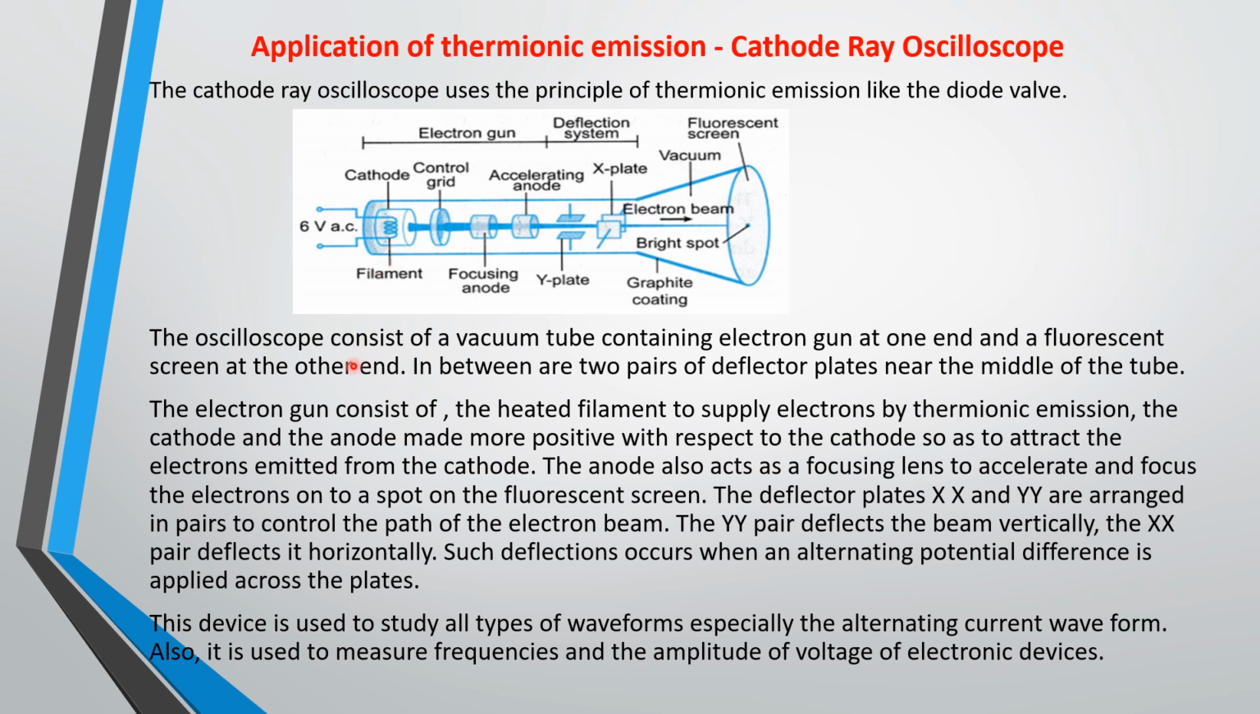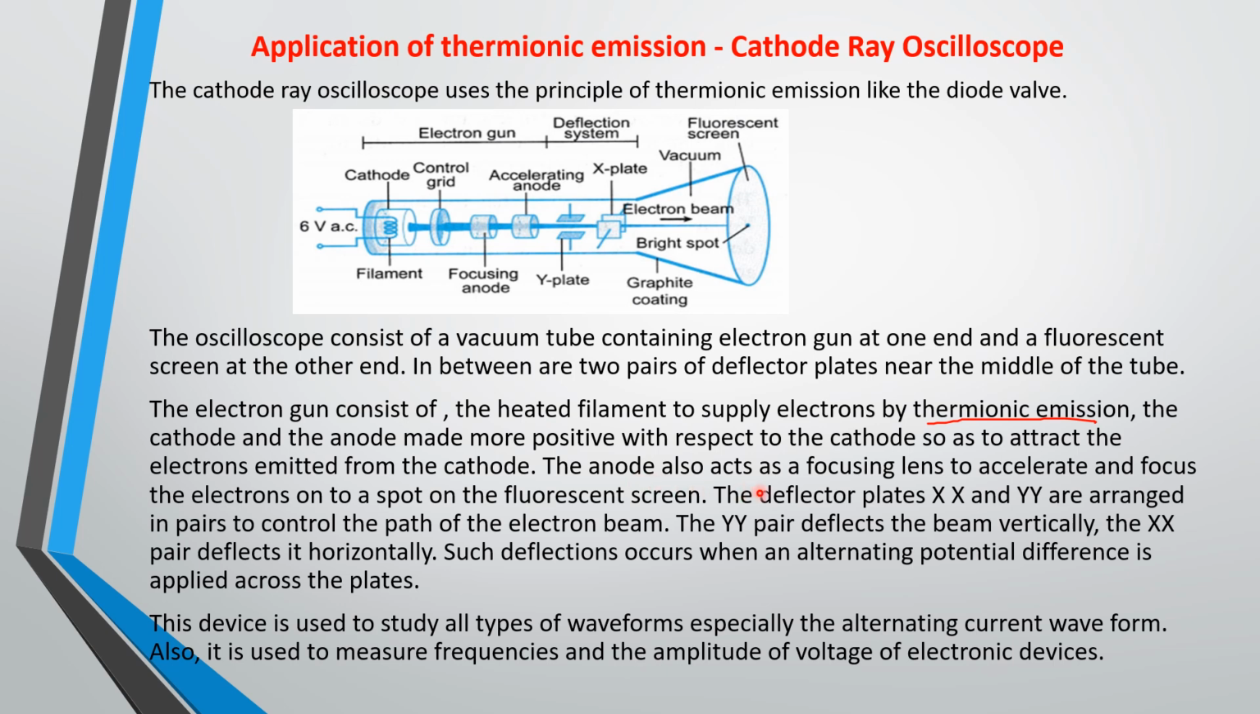The electrons are produced from the cathode. So the electron gun consists of the heated filament to supply electrons by thermionic emission. You already know what thermionic emission is. Then the anode is made more positive with respect to the cathode so as to attract the electrons emitted from the cathode.